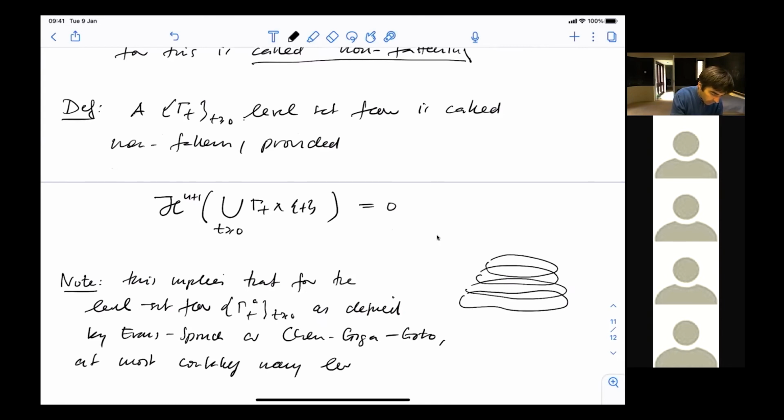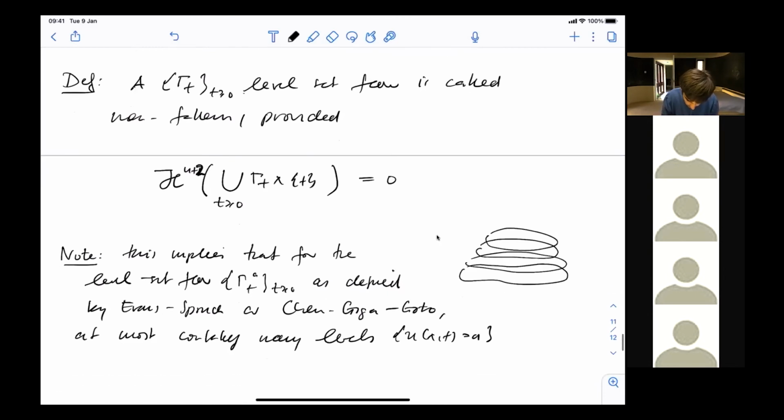Just thinking about it, this here has to be hn plus 2. No? Otherwise, you see, you want to have that it doesn't have really full measure in the ambient space. Otherwise, you don't get this finiteness. It's a typo here in the notes: at most countably many levels u of xt equal to a could be fattening.